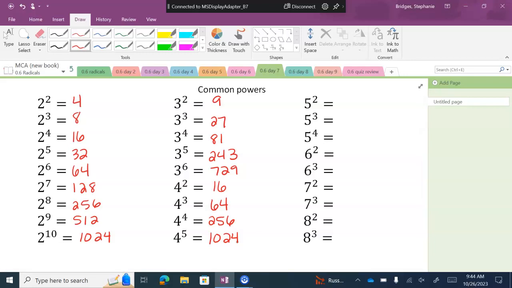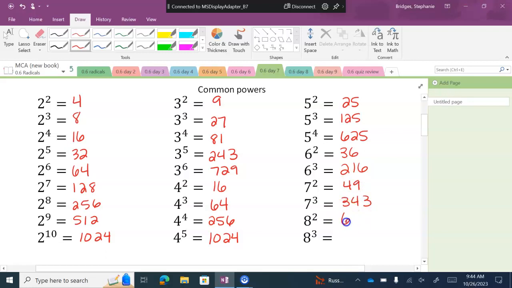Anyway. And then we have 5 squared is 25. 5 to the third is 125. And 5 to the fourth is 625. Then 6 squared is 36. 6 to the third is 216. 7 squared is 49. 7 to the third is 343. 8 squared is 64, and 8 to the third is 512. Everybody go with that?